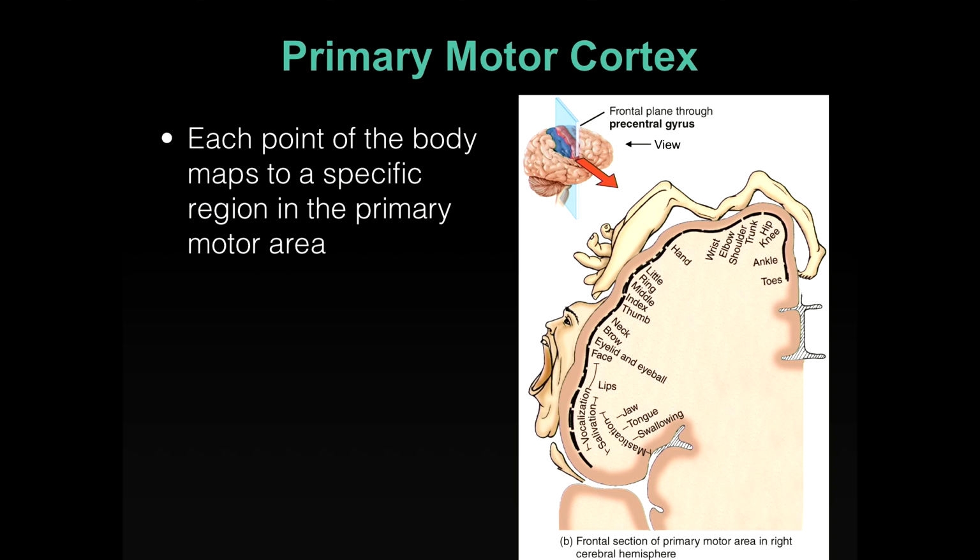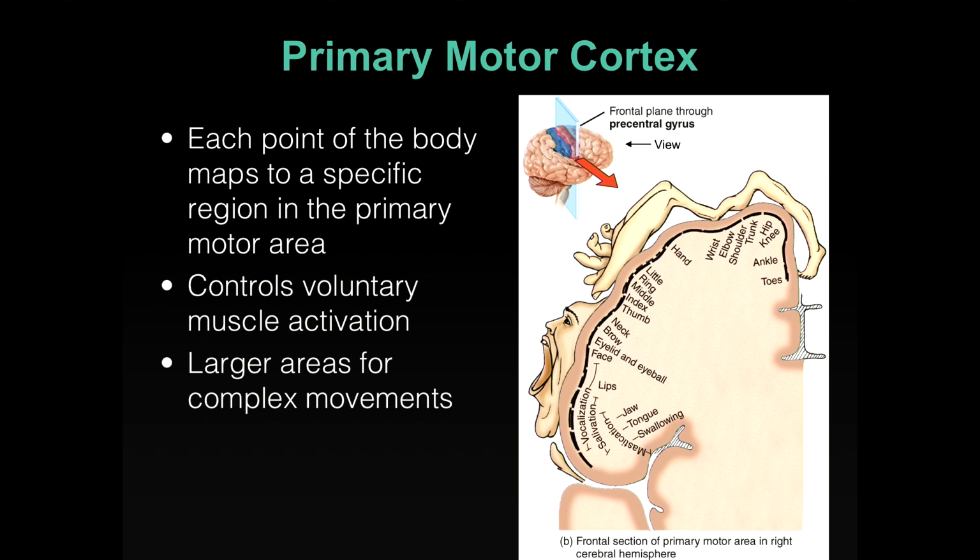Where the sensory information, so this controls voluntary muscle activation, and again, larger areas for more complex movement. Well, the sensory information on the last slide related to the same side of the body. The map here controls the contralateral side of the body, muscles on the opposite side.